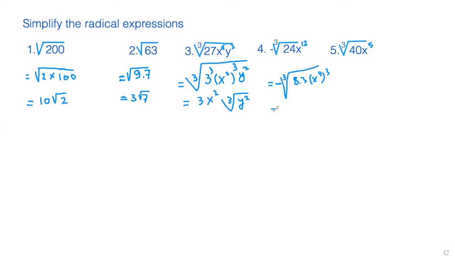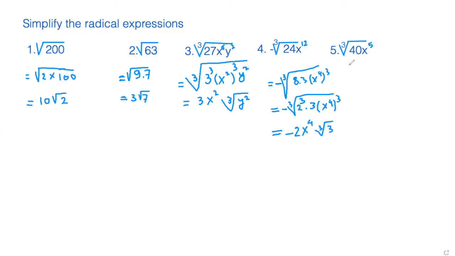Now I want to write 8 as 2 to the power 3. 2 times 2 times 2 is 8. Now we can take the terms with power 3 outside, because the index is 3. The index and the power will cancel each other. So we keep the negative sign, and we can bring 2 outside and x to the power 4 outside, because they have the exponent 3. And then leftover is cube root of 3. So this is the answer for number 4.